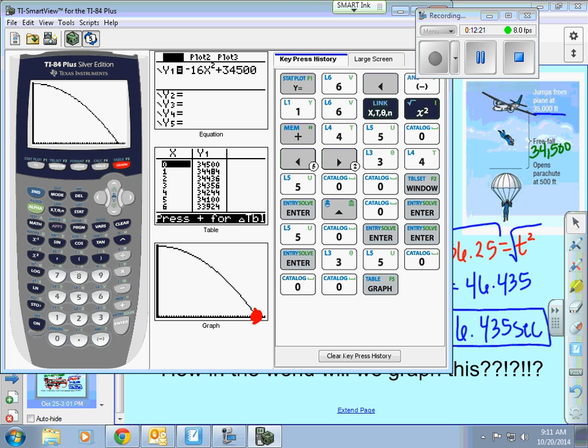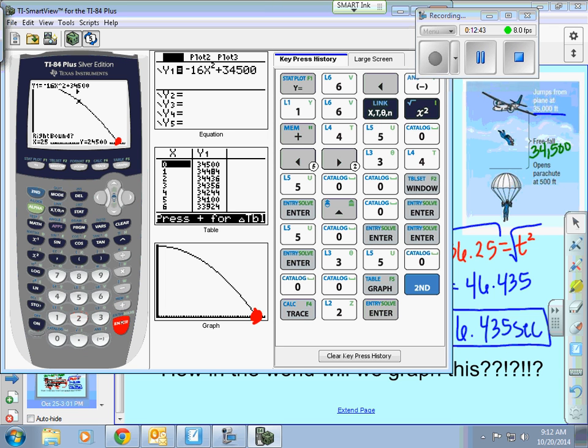you would go second calc. And we want to find the 0, so I would hit 2. Then it says left bound. Notice how right here it's flashing. That is left bound because it is to the left of the point we're trying to find. Here's the point we're trying to find. So you need to be to the left.